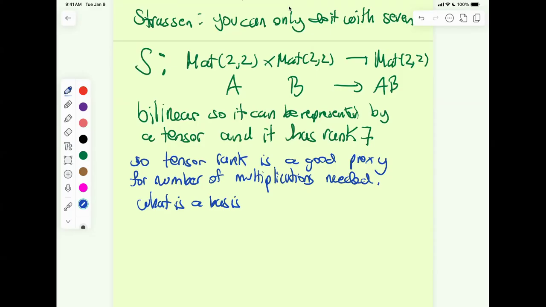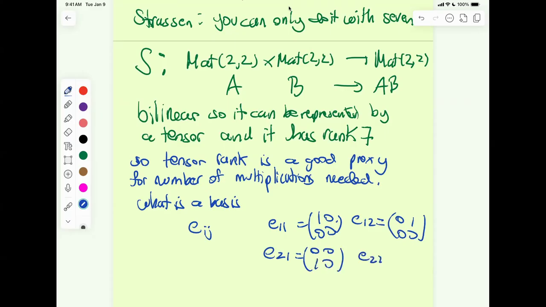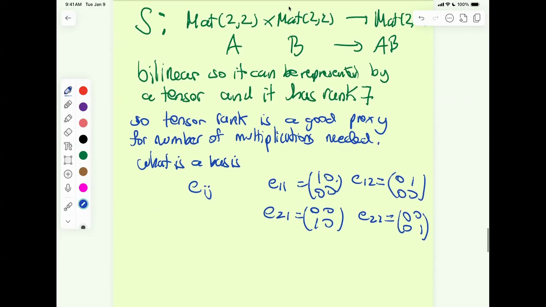Because you have this canonical basis, called E_ij, right? For example, E11 is 1 0 0 0, E12 is 0 1 0 0, E21 is 0 0 1 0, and E22 is 0 0 0 1. Every 2 by 2 matrix can be described in terms of these four basis matrices. So if you want to understand the multiplication map, you need to know what happens when you multiply two of these.